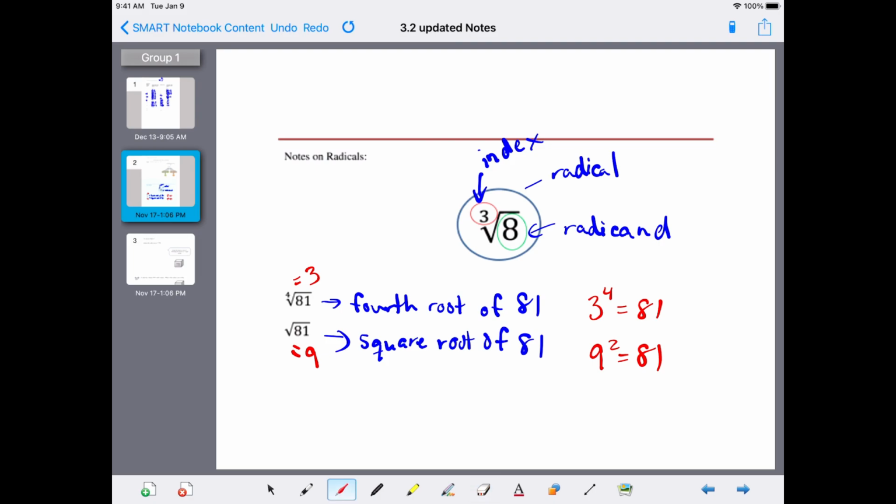And just one small note here. Take a moment, pause the video, and what do you think is the index of the square root of 81? So what's that? There's no number. We haven't written a number where the 4 is for this. But does that mean it's just 1? It's not just 1. It's actually a 2. So we don't typically write the 2 in the index there. The default is 2. You can write it there if you want, but typically you're not going to see a 2 written in the index.